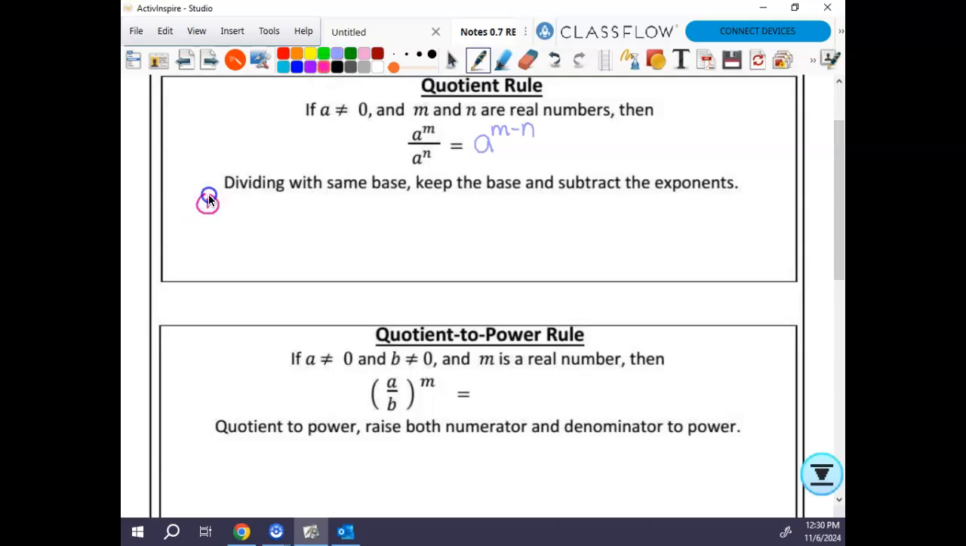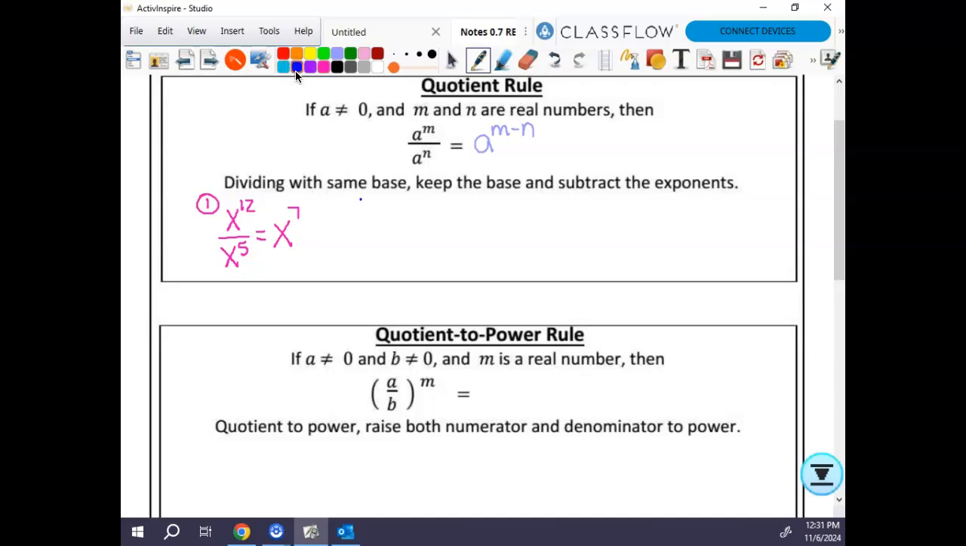So I could have x to the 12th over x to the 5th. The base stays the same, even if it's a number. If I had 2 to the 12th and 2 to the 5th, then I would have 2 to the whatever. What's 12 minus 5? 7.